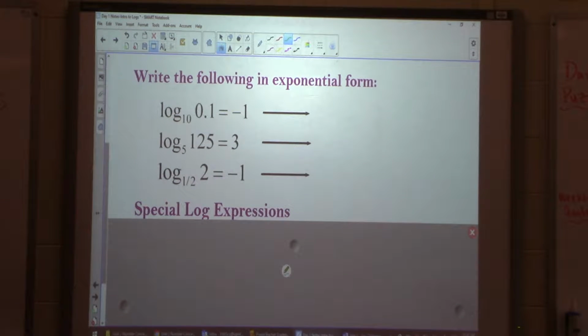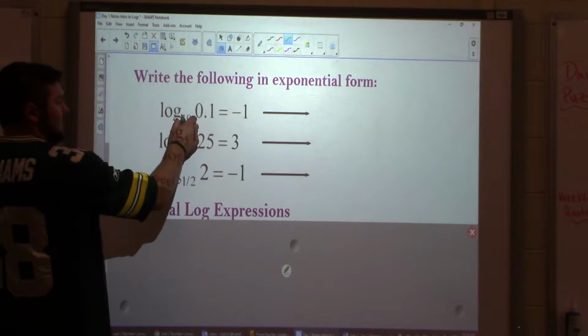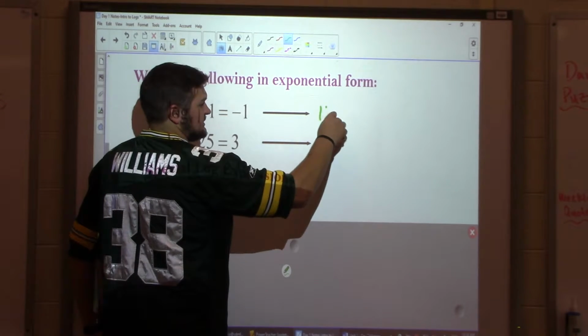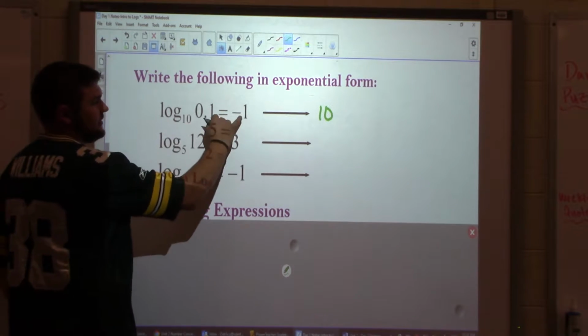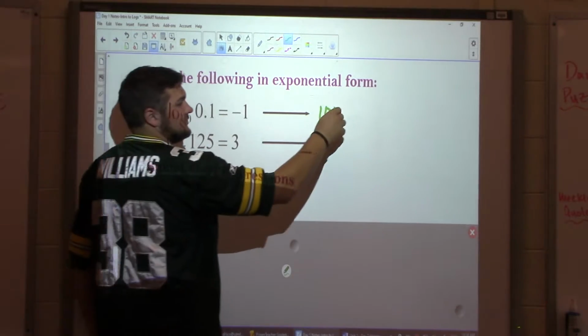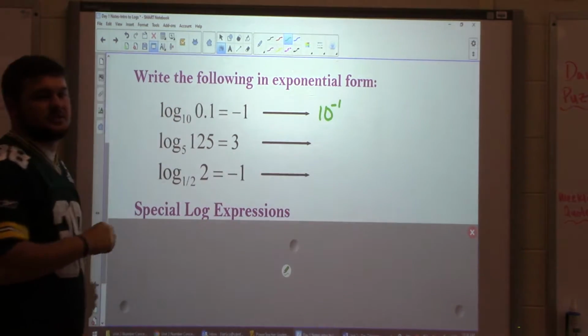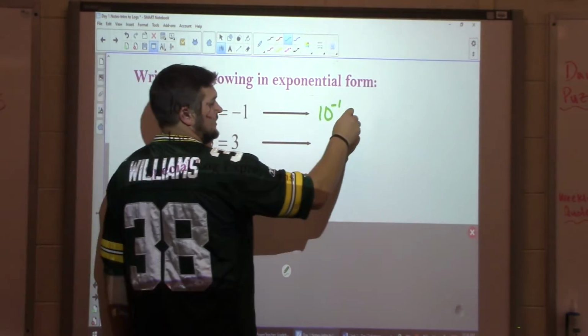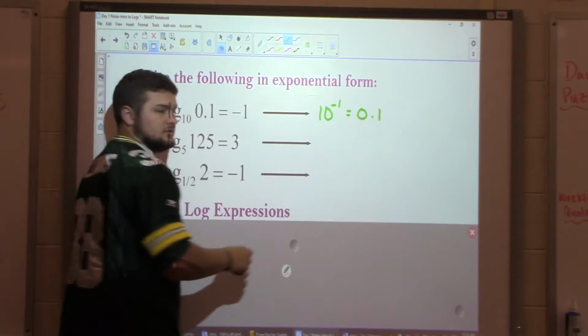Log base 10 of 0.1 equals negative 1. The base of my log becomes the base of my exponent. So 10, I remember 0.1 and negative 1 are switching sides. So what my log equals becomes my exponent. So 10 to the negative 1 equals 0.1.